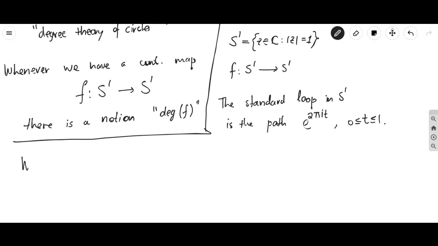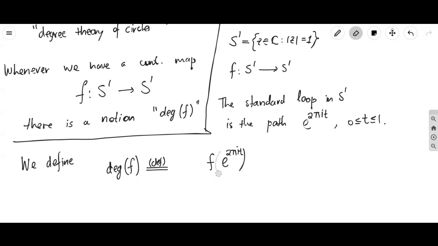So here's how we define it. We define the degree of f. So this is by definition, this is how we define the degree. We apply f to this loop. This is exactly what we did in those pictures. So this is a closed loop, and this is the image loop. So basically, e to the 2 pi i t is just a standard loop that goes around over here, like this counterclockwise. And f of e to the 2 pi i t, well, that's the image loop.